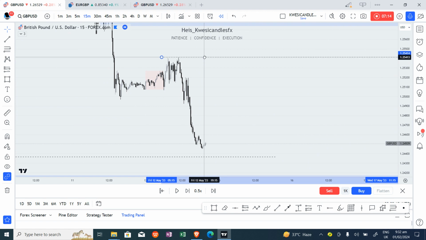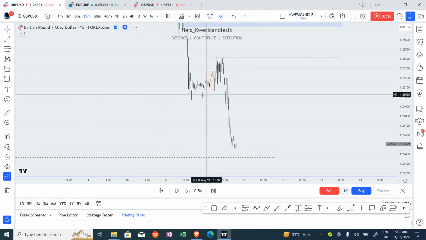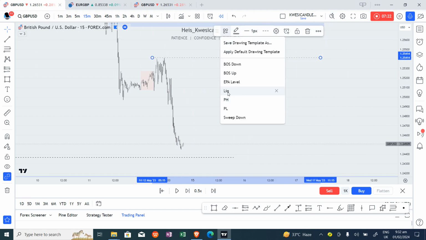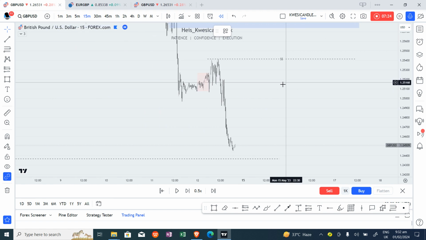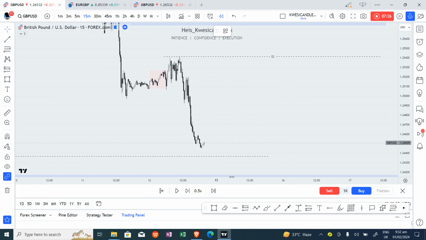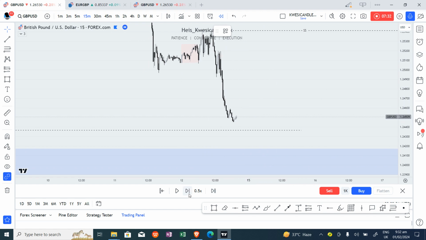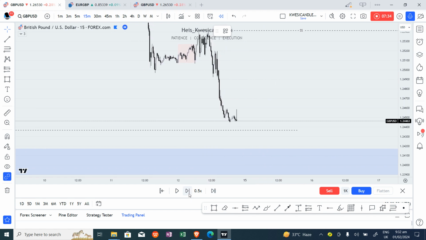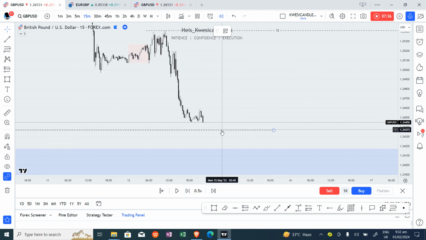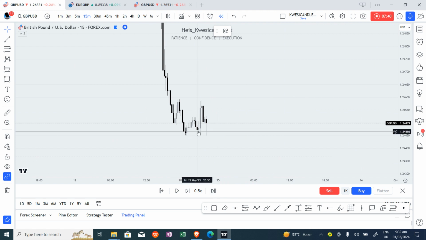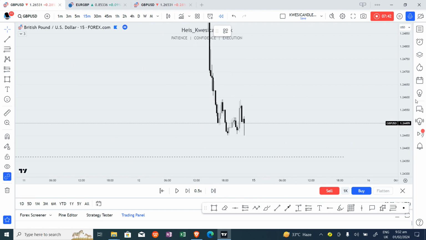Okay, I'm seeing two different things altogether. I'm seeing a liquidity point area here as well. Let me choose my liquidity. Yes. I'm also seeing a 15 minutes liquidity area here and another 15 minutes liquidity. So let's play price and see.